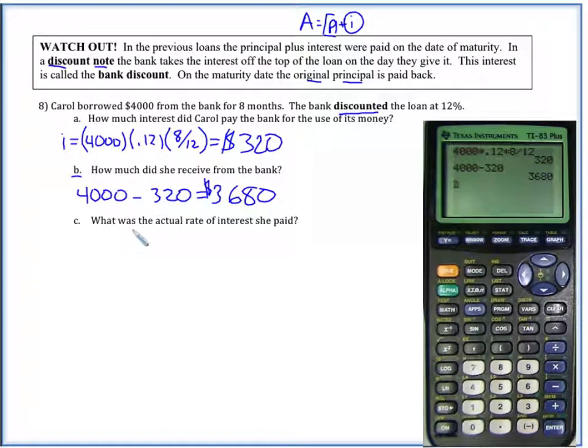Okay, now it says, what was the actual rate of interest paid? Okay, well, let's think about how this would have run if this had been a normal simple interest loan. So how much did Carol get from the bank? Well, Carol got $3,680 from the bank. We are trying to find the actual rate of interest, and it was still 8 months. And one other thing that we do know here is that the interest was $320.